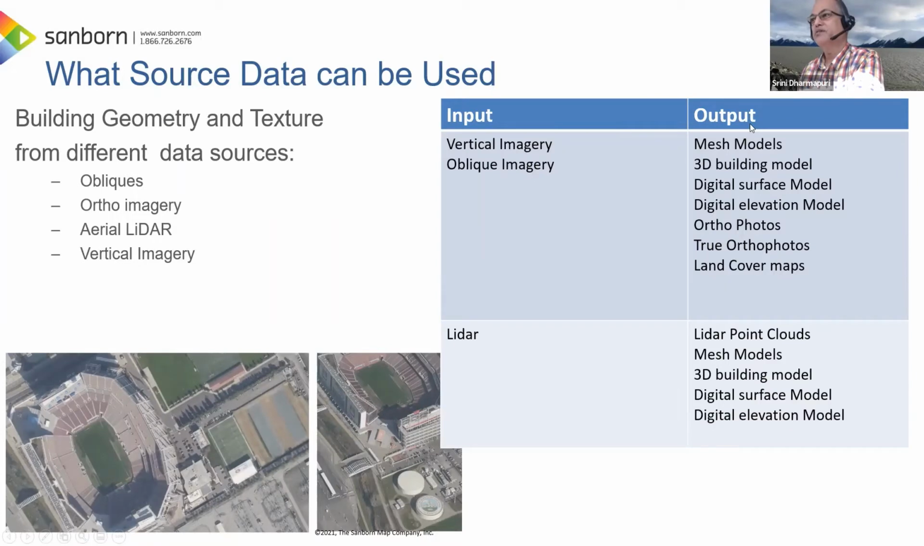What is shown on the right-hand side of the slide is what outputs can be created using vertical imagery or oblique imagery as input, including mesh models, 3D building models, digital surface models, digital elevation models, orthophotos, true orthophotos, and land cover maps. So these are the different products that can come out of the imagery.